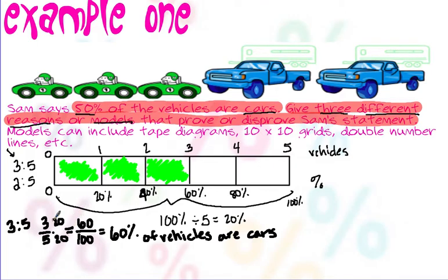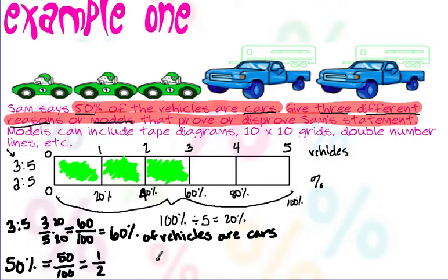Okay. And another way that I can look at this, so here we really focused on how many cars we had and how to work with the ratio 3 to 5 and turn it into a value or turn it into a tape diagram. So what we're going to look at now is just what is 50%. Well, I know that 50% means 50 out of 100, which I know can simplify to 1/2. So I know that 1/2 of the vehicles have to be cars in order for Sam to be right.